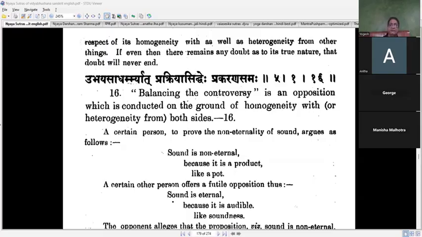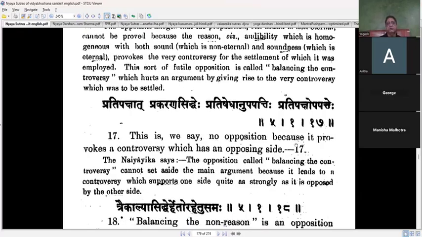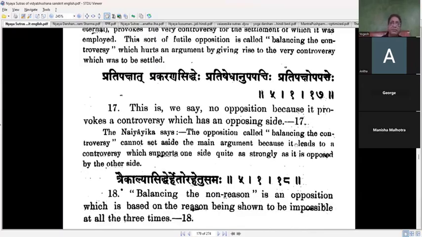So how do we answer this? We've seen this earlier also, nothing very special about this. What do we say simply? Prove your point. Don't just poke holes in our argument. Prove your point. Pratipakshat prakarana siddhe pratishedha anupapattih pratipaksha upapatteh. So pratipaksha is the opposite proposition or the opposing argument of the other person.